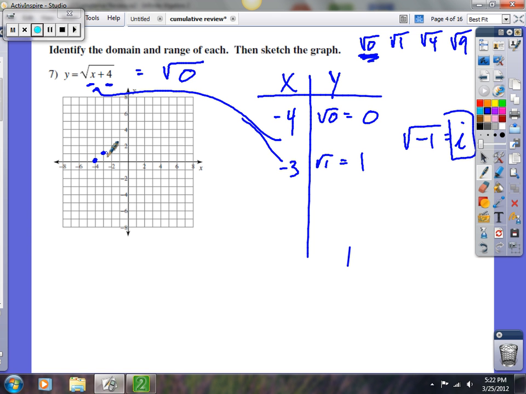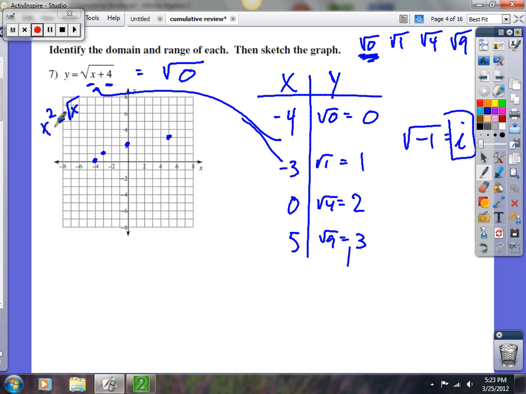Okay, square root of 4. What number plus 4 is 4? And that is mental math, just 0. When I plug in 0 for x, 0 plus 4 is 4. Square root of 4 is a whole number 2. So it goes 0 up 2. And then next, square root of 9. What number plus 4 is 9? That number is 5. So if I input a 5, it's going to give me square root of 9, which is just a 3 whole number. So over 5, up 3.